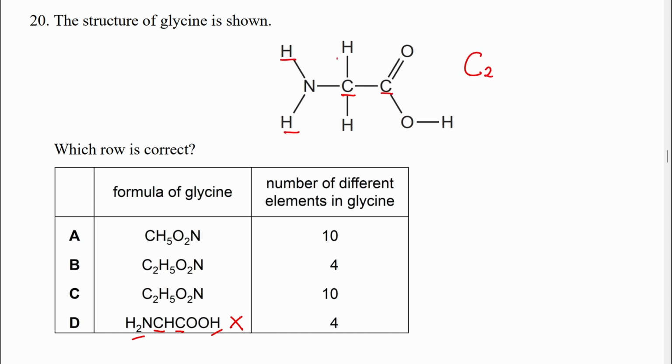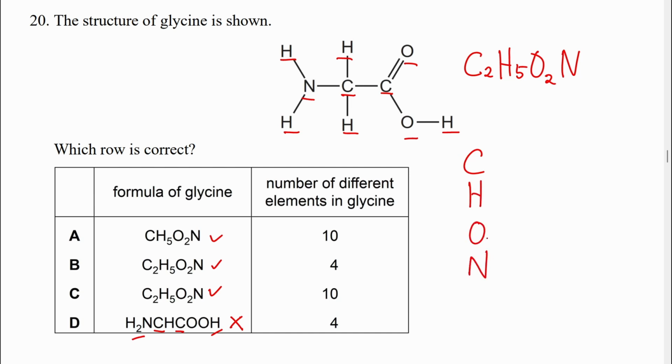And how many H? 1, 2, 3, 4, 5. So H5, how many O? 1, 2, O2, and how many N? 1 N, okay? So it's between A, B, or C. Now, number of different elements. So how many different elements do we have in here? We have carbon, hydrogen, oxygen, and nitrogen. So there are 4 different elements in glycine.